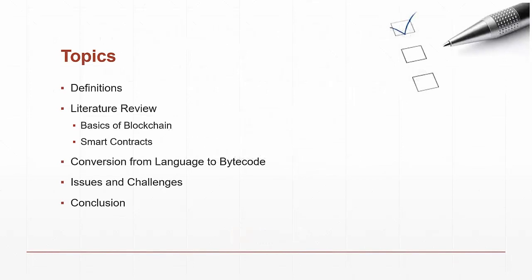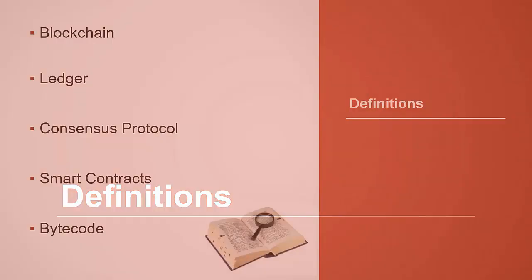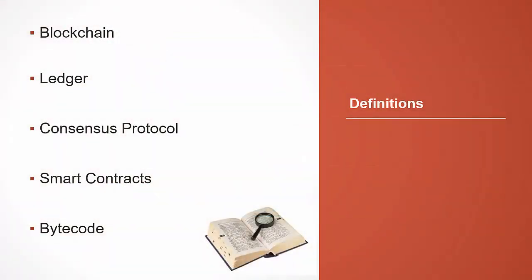Some of the topics we're going to look at today: we're going to do some definitions, just a brief review of the literature that was covered, so basics of blockchain and smart contracts. Look at the steps on converting from a human readable language to bytecode, some of the issues and challenges that were experienced, and then a quick conclusion. The definitions we're going to look at are blockchain, ledger, consensus protocol, smart contracts, and bytecode.